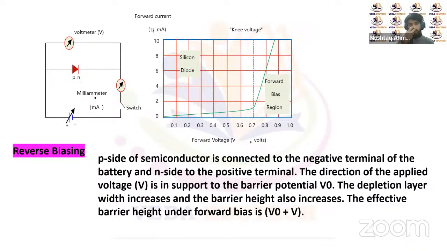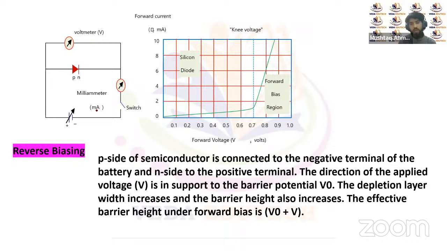This is the circuit diagram for the forward biasing. We are connecting a voltmeter in parallel to this PN junction diode, and an ammeter. There is a variable potential that we supply to this PN junction diode. Once we change the potential, the current initially stays zero until the barrier potential is removed.